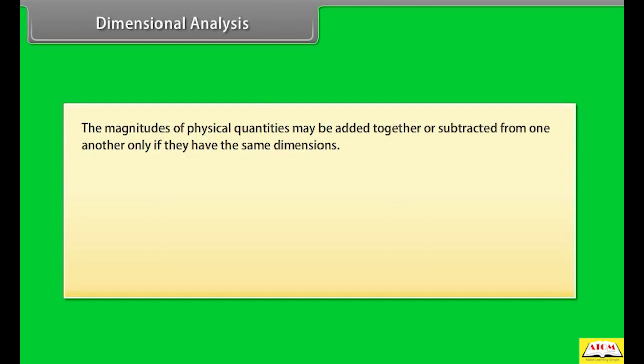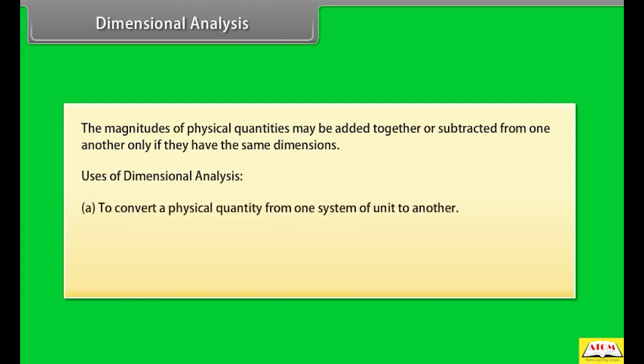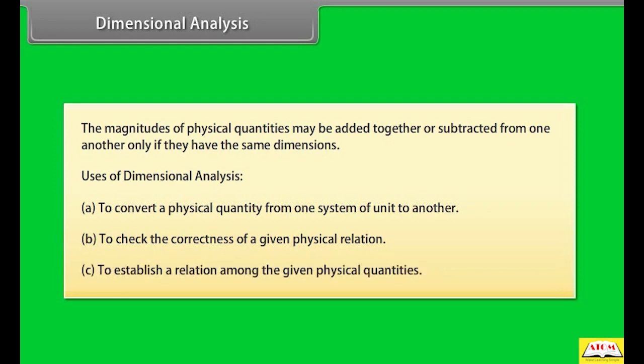Dimensional analysis. The magnitudes of physical quantities may be added together or subtracted from one another only if they have the same dimensions. Uses of dimensional analysis: A. To convert a physical quantity from one system of units to another. B. To check the correctness of a given physical relation. C. To establish a relation among the given physical quantities.